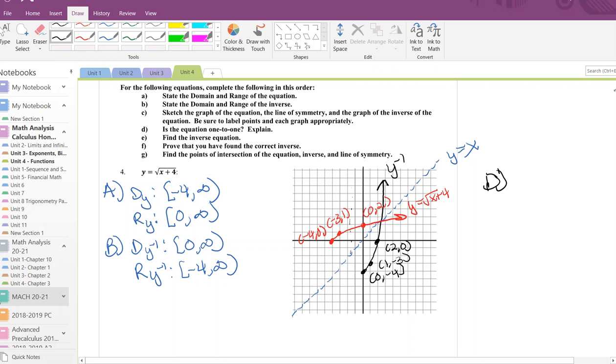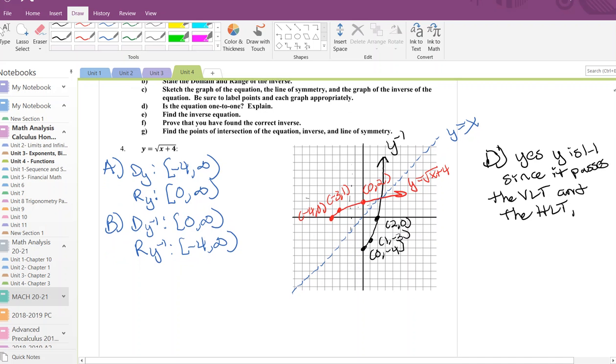Well, it passes the vertical and it passes the horizontal. So yes, y is 1 to 1 since it passes the vertical line test and the horizontal line test. So therefore it would be 1 to 1.